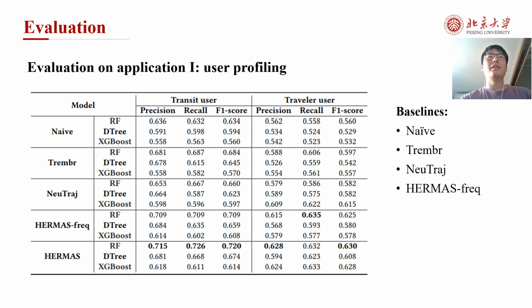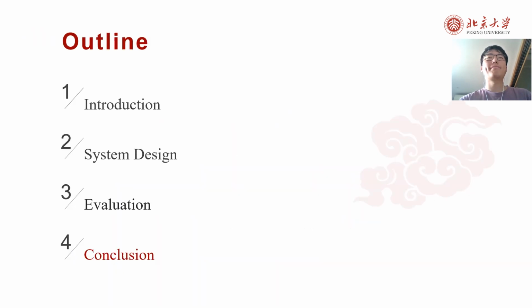Then we also evaluate our model in the scenario of user profiling by two classification tasks. Here we import an extra user dataset containing transit users and traveler users for evaluation, followed by widely used classification methods RF, D-tree, and SIGCHI boost. The embeddings derived from HERMAS outperform other baselines.